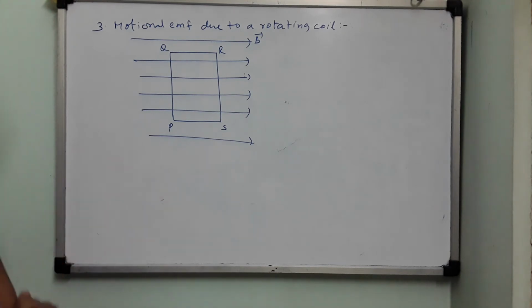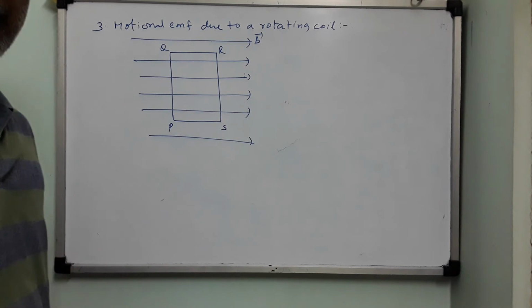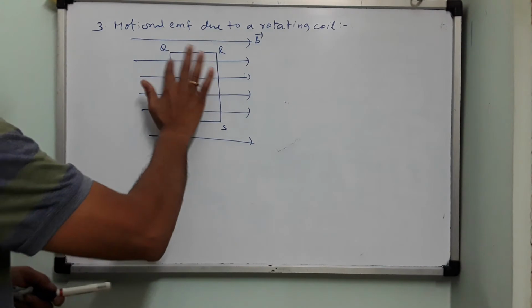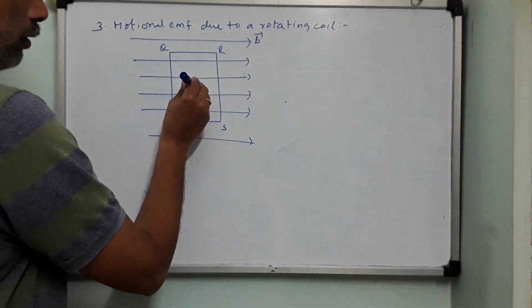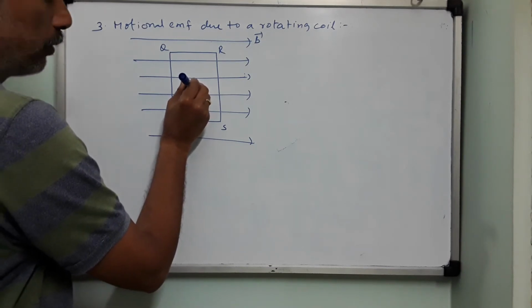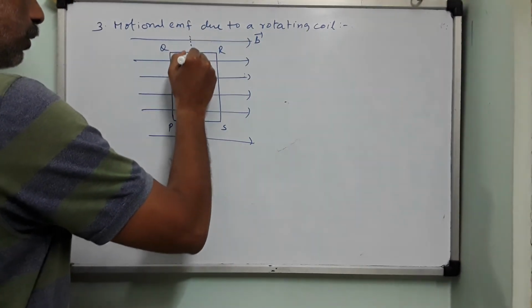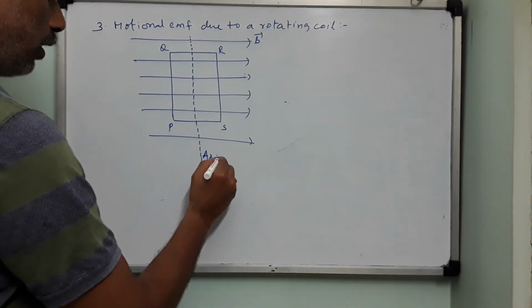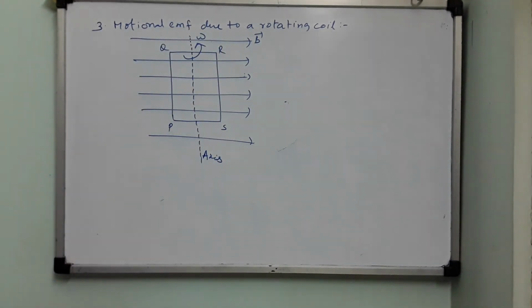So PQRS is a coil, which may have a very large number of turns also, which in turn will be called an armature. You have studied in class 10th. Now this is the area of the coil. If I want to make it a vector, I have to draw a normal. So this is a normal drawn. Now the normal makes an angle 90 degrees with the field. If you provide an axis to this, which is called the axis of the coil, it can be rotated with a constant angular velocity omega.